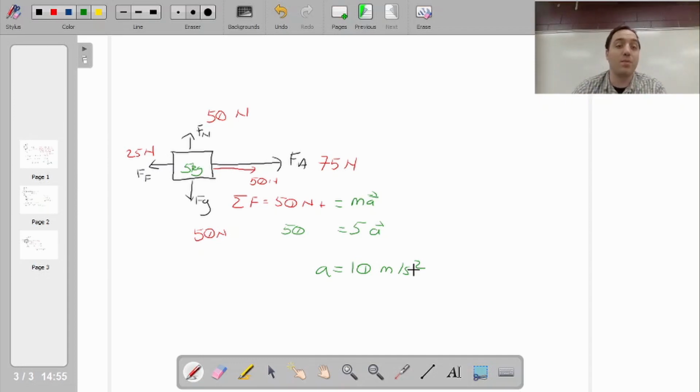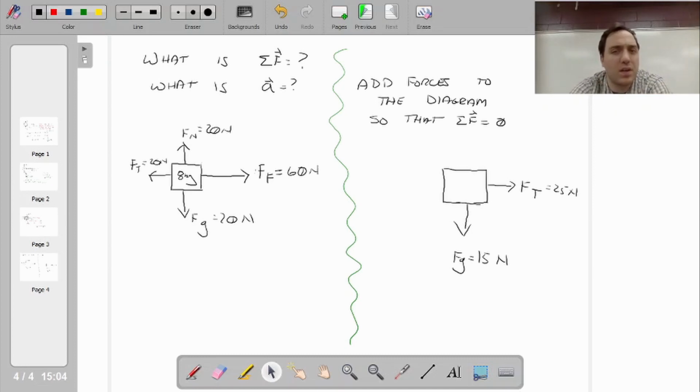Let's take a look at an example problem. Here we have two sample problems, fairly simple ones. In the left one, I want to know what the net force is and what the acceleration is. And the right one, I want you to add forces to the diagram, interactions, such that the net force on this object to the right will be 0. Go ahead and give it a try. Check back after the pause.